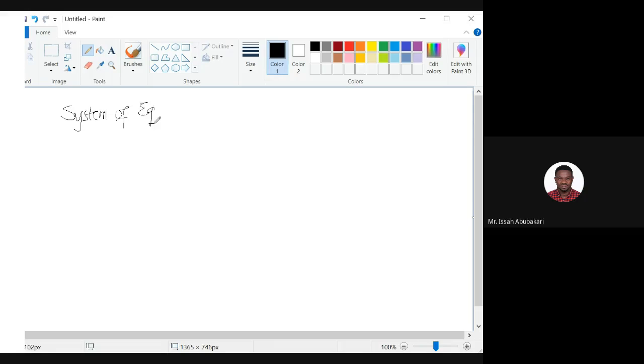like this, one of them says 2x plus 5y is equal to 10. And the second equation says 3x plus 4y is equal to 24. Right?